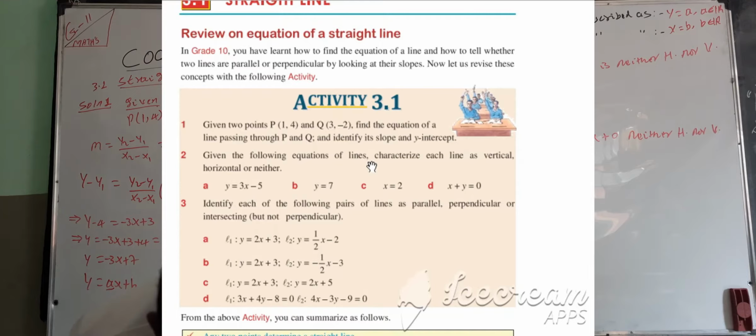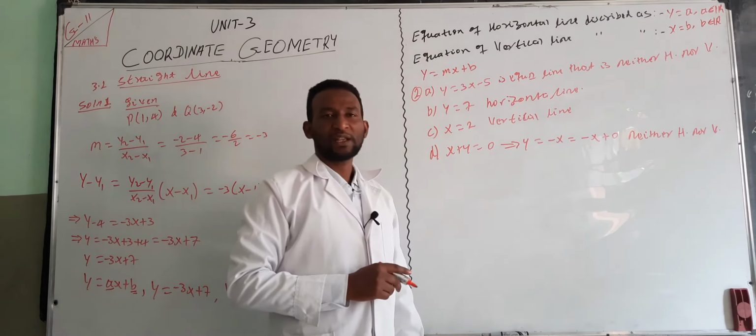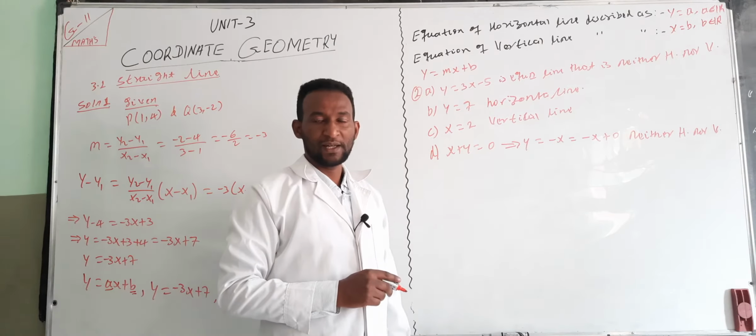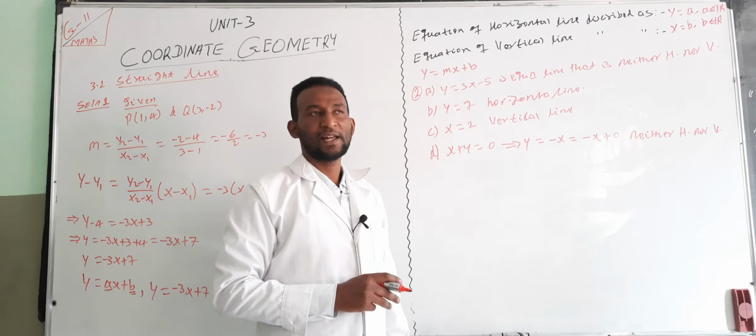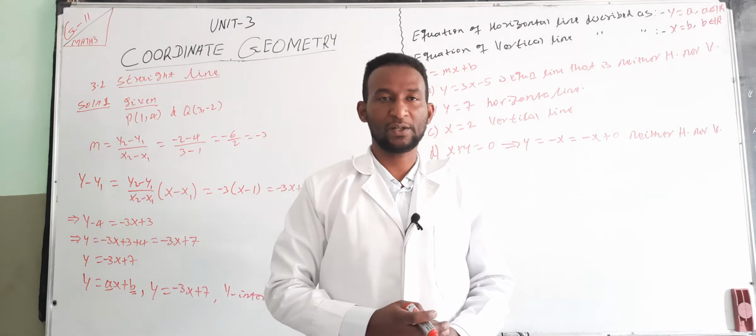Question number 3 in 3.1. Identify each of the following pairs of lines as parallel, perpendicular, or intersecting but not perpendicular. When we see types of lines, we have horizontal lines, vertical lines, and lines that intersect each other but not perpendicular.